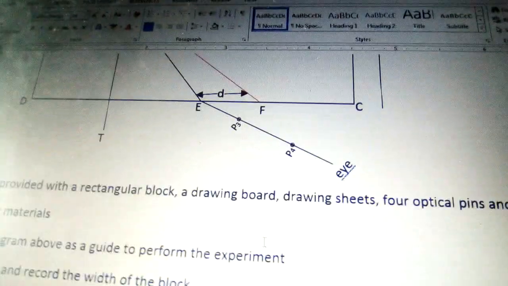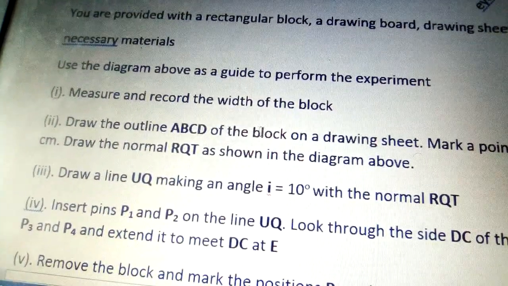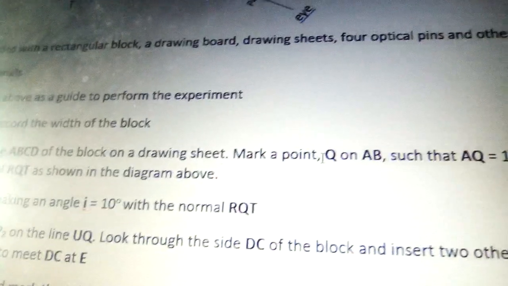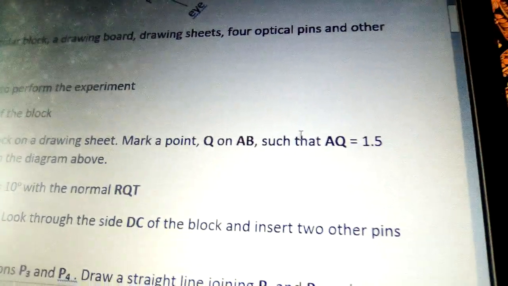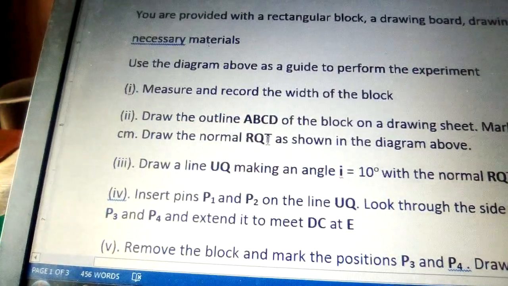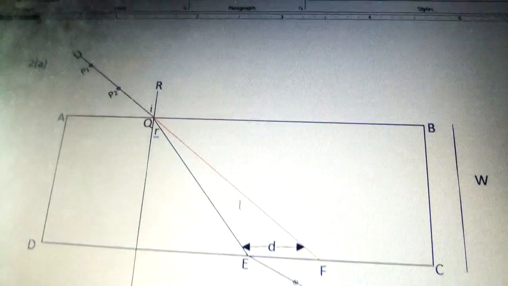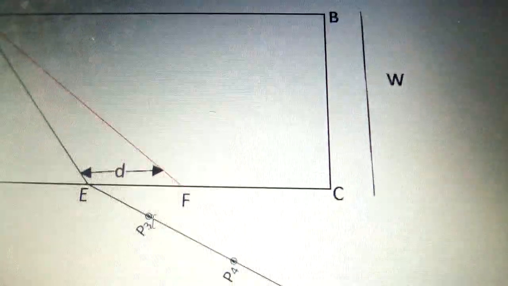We go back to the question. Number 2 says, draw the outline A, B, C, D of the block on a drawing sheet. Mark a point Q on AB such that AQ is 1.5 centimeter. Draw the normal RQT as shown in the diagram above. Let's go to the diagram. We're going to trace the outline A, B, come down, C, and D of the block.